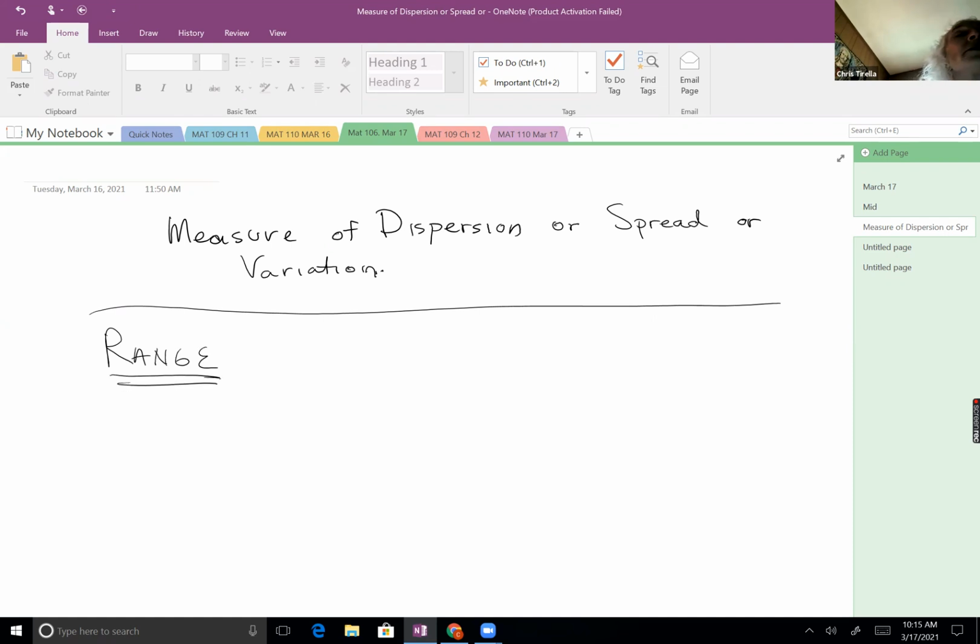And the range is very basic. It's the difference between the maximum, or the highest value, and the minimum, the lowest value.